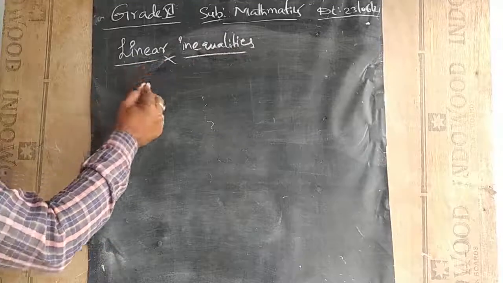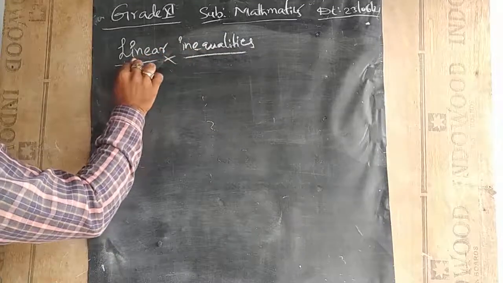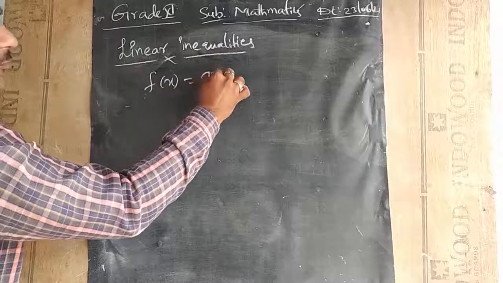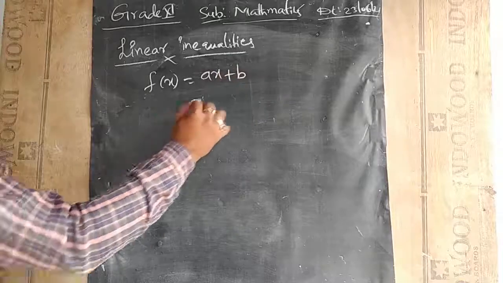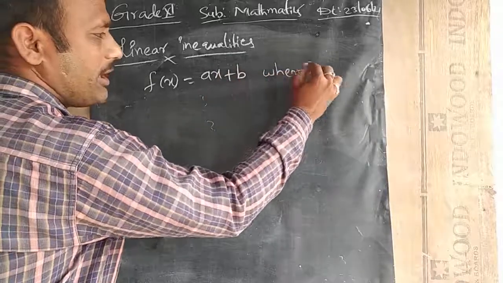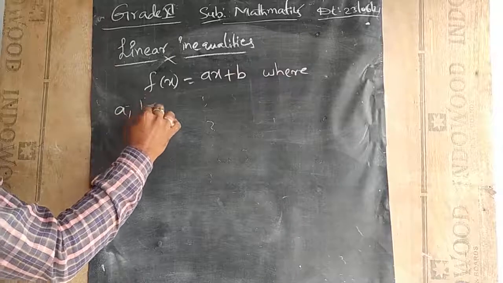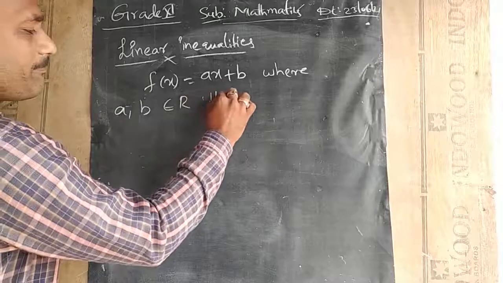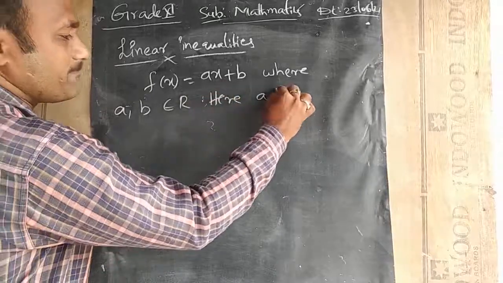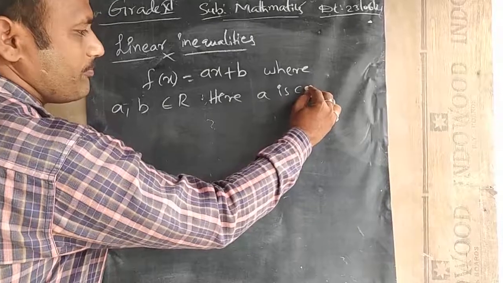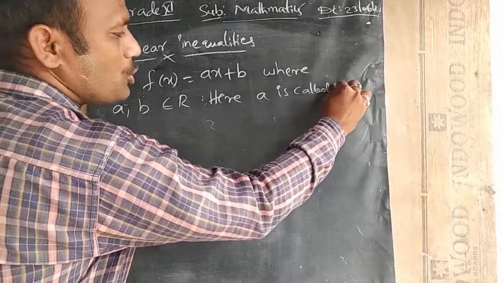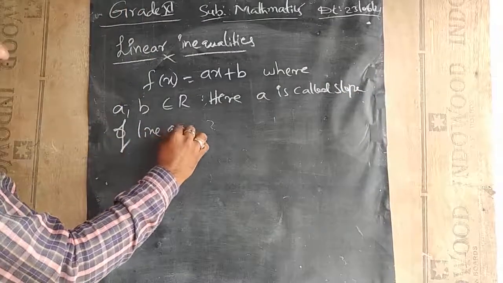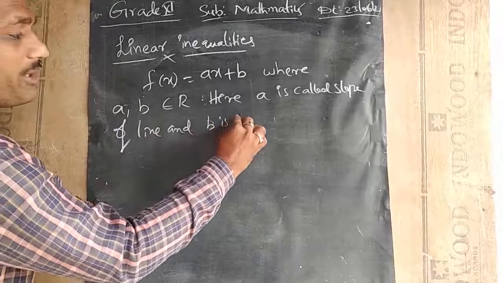In this linear inequality topic, we have already learned what a linear equation is. A function in the form f(x) = ax + b, where a and b are constants belonging to the real numbers. Here a is called the slope of the line, and b is the y-intercept.